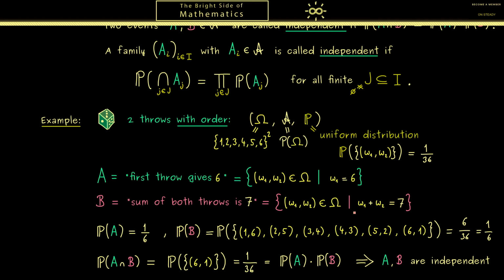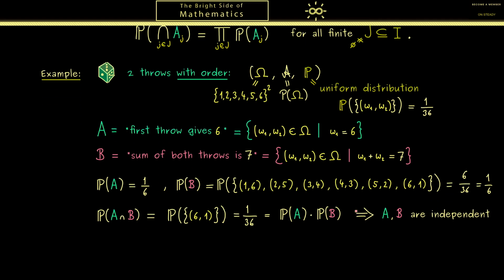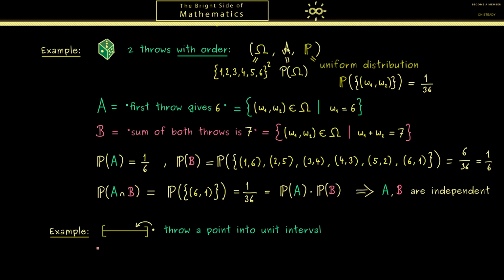Okay, maybe it's a good idea to look also at a continuous example. So here we take the unit interval and throw a point into it. Indeed, this is a typical and simple absolutely continuous example. And I think you already know how to choose the probability space. Of course, the sample space omega should be the unit interval. And the sigma algebra is the Borel sigma algebra. Finally, the probability measure we also call the uniform distribution.